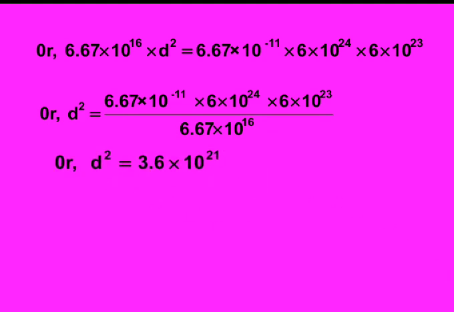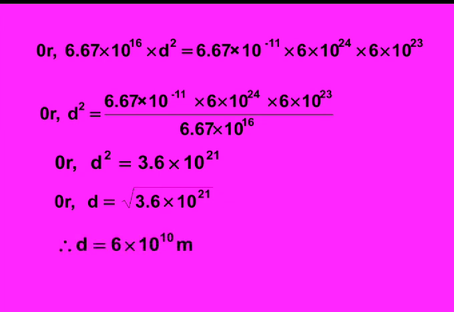or D square equals 3.6 × 10^21, or D equals root under 3.6 × 10^21. Therefore, D equals 6 × 10^10 meter.